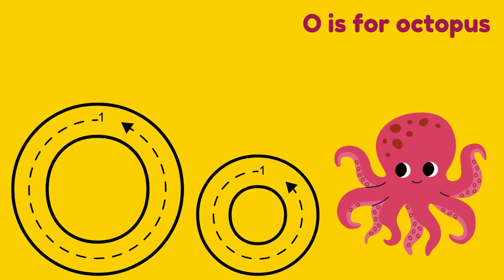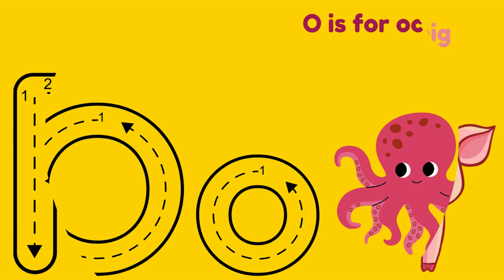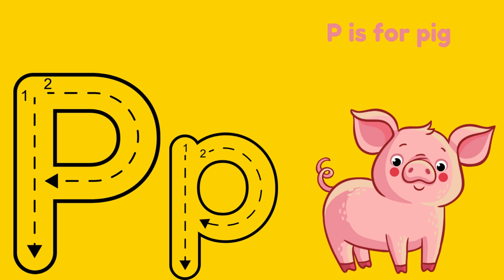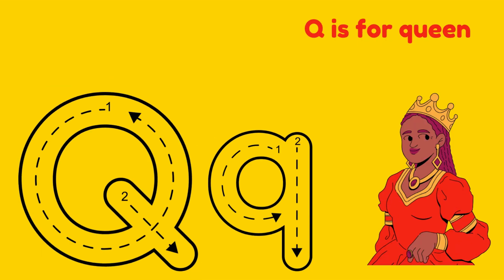O is for octopus, with arms that sway. Trace your O in a circle today. P is for pig, rolling in the mud. Trace your P, give it a good thud. Q is for queen, so regal and kind. Trace your Q and see what you find.